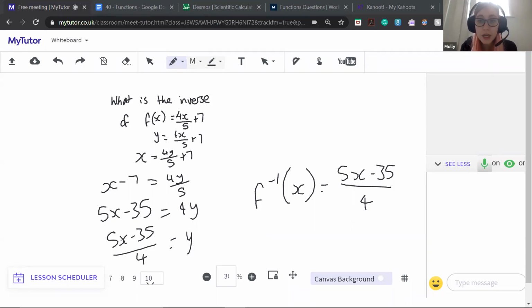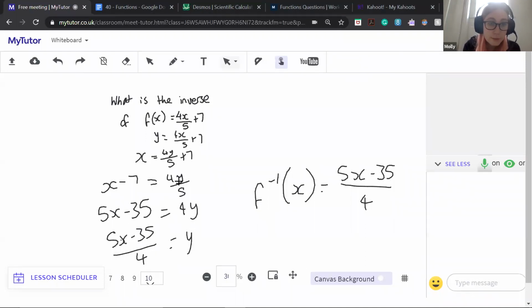Someone said, why can't you times by 5 first? You can, but if you times by the 5 first, you also have to multiply this by 5 because this is added. It's kind of a separate element to the 4y over 5. So you end up with 5x equals 4y plus 35, and then you end up with the same thing. So that's just a little trick to do with that.